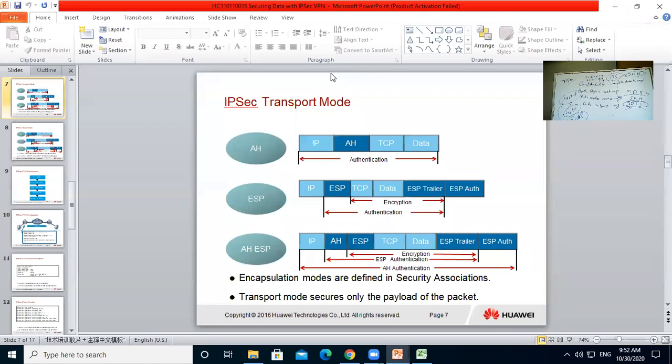So basically, a transport mode security association is between two different hosts. In the case of IPv4, a transport mode security protocol header appears immediately after the IP header and any options, and before any higher layer protocol, whenever we are talking about TCP and UDP.